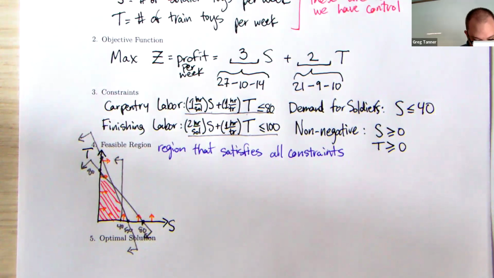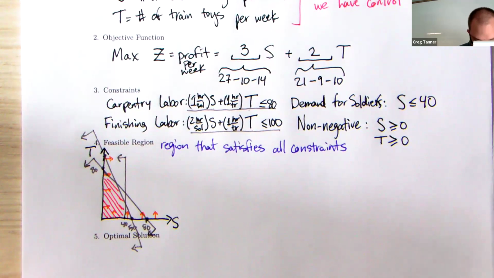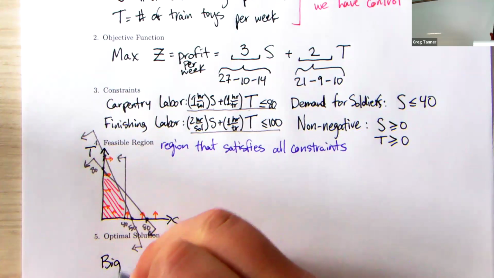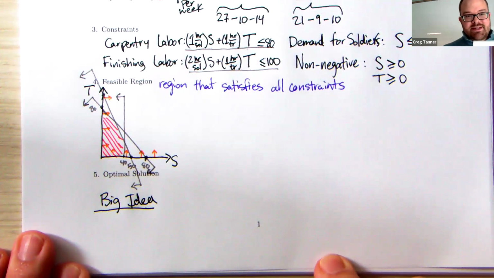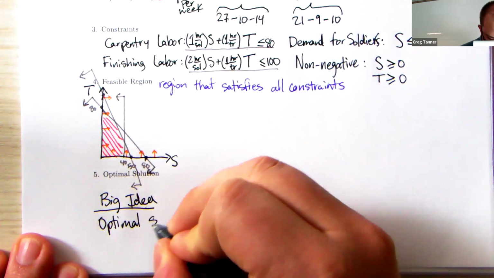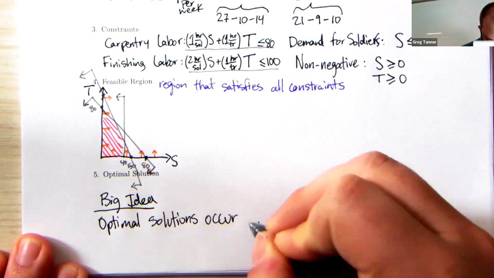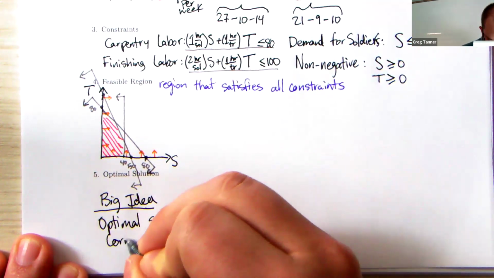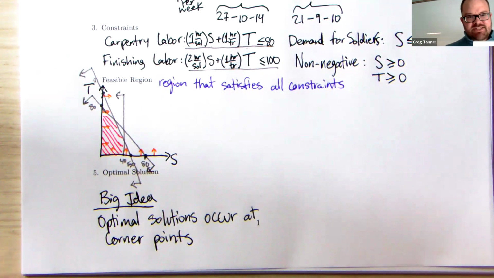Last step is to figure out what is the optimal solution. And here's the big idea. The big idea of linear programming is that optimal solutions occur at corner points. Okay, let's reason a little bit about why that might be.